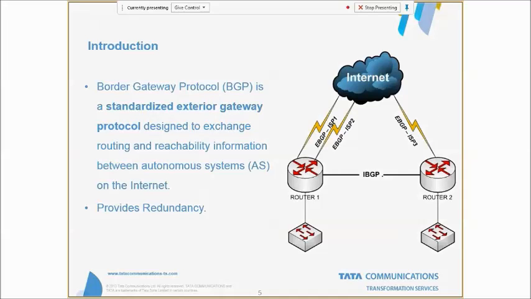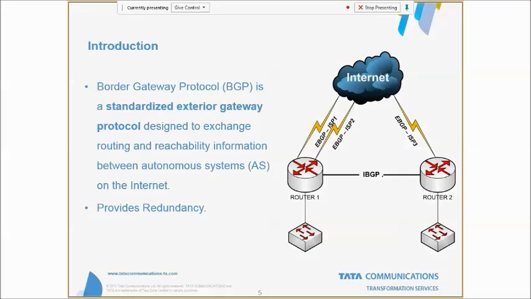So, the introduction about BGP. BGP is the only exterior gateway protocol that we are using currently, and it's used to connect and communicate between different autonomous systems across the internet. Well, an autonomous system is nothing but a set of networks under a single domain. And BGP is standardized by the IETF, which is the Internet Engineering Task Force.